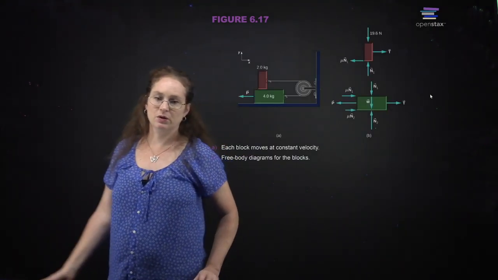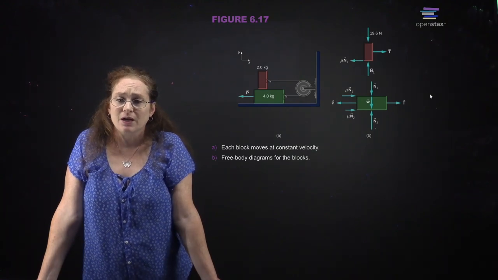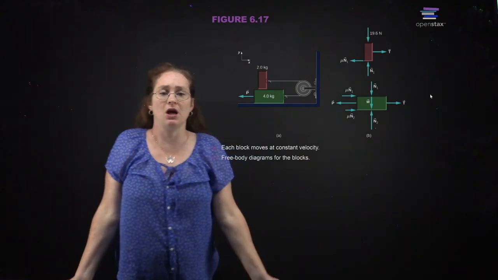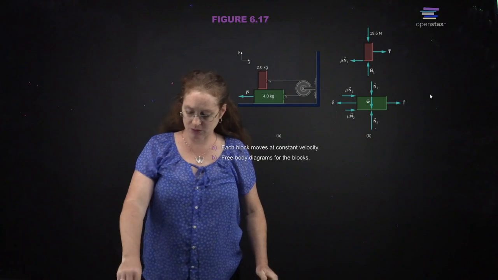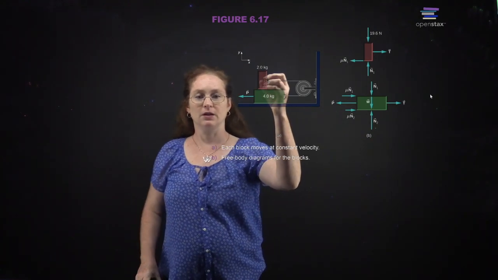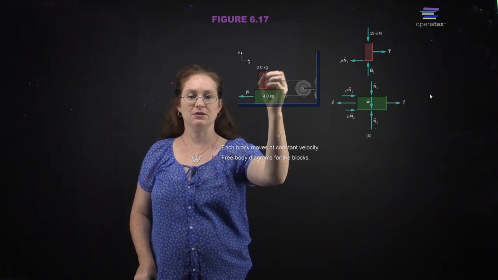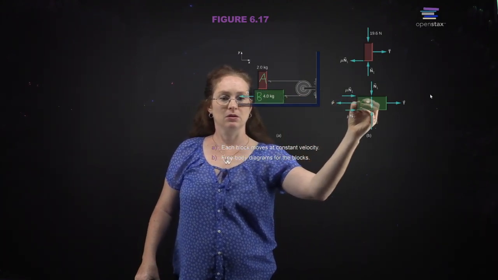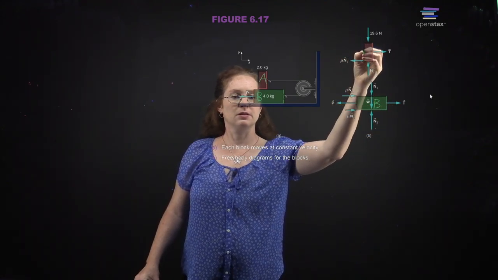Okay, so now we can come up with an infinite number of complicated systems to analyze. Here you have two blocks, one sitting on top of the other. I think it's good practice to always have variables until the very end. We're going to call this A. We're going to call this B. This is B. This is A.